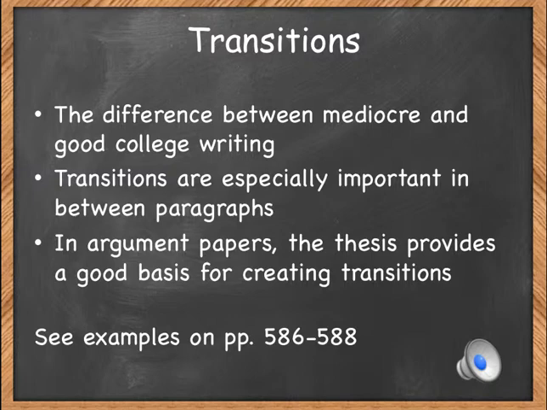Transitions. This is one of the most ignored things in papers at a beginning level, and it really is, for me, the difference between mediocre and good college writing. Immature writers, or writers who have not practiced very much, tend to write interchangeable paragraphs. By that I mean that I can take a pair of scissors and cut the paper up and rearrange the paragraphs, and all of the paragraphs would make sense almost anywhere in the paper because they're interchangeable. That's a sign of immaturity in writing.